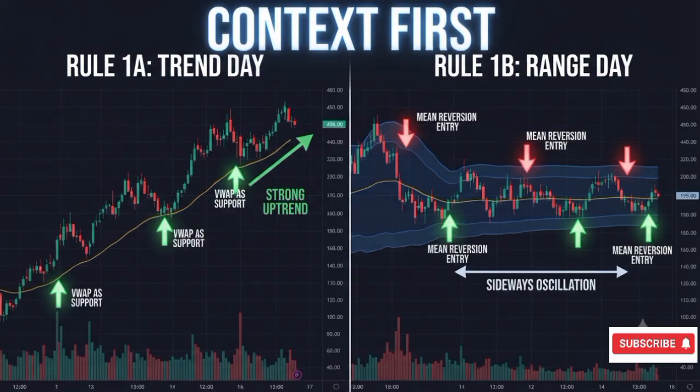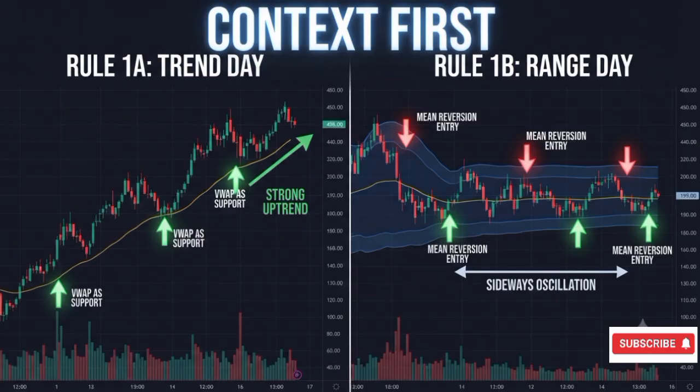How do you identify it? Look at the first 30 minutes. Is the market making higher highs and higher lows with volume? Trend day. Is it chopping back and forth across the opening range?